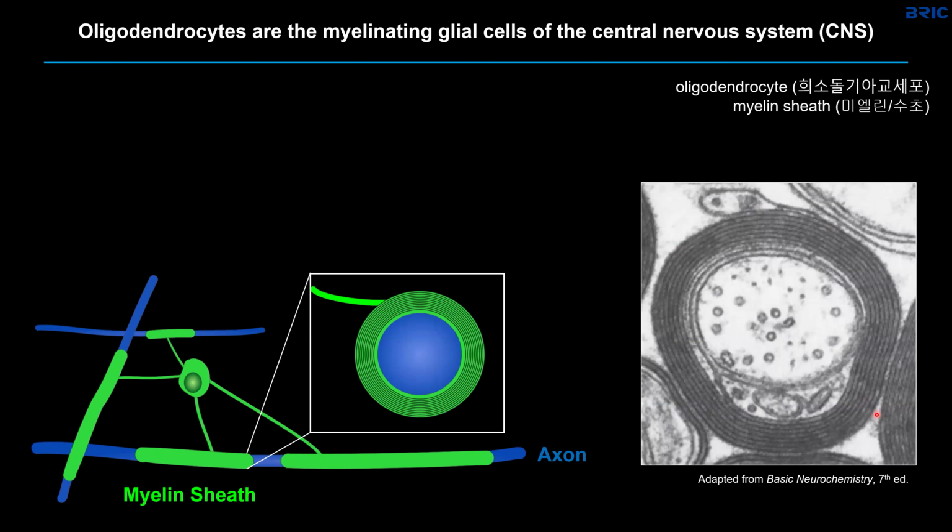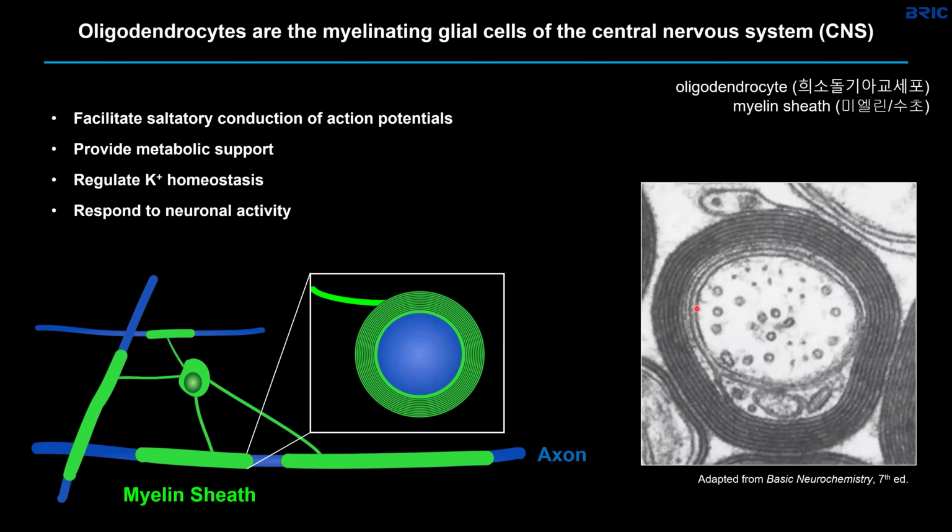And these myelin sheaths are most famously known to facilitate saltatory conduction along neuronal axons. However, more recently, it's also been shown that through myelin sheaths, oligodendrocytes can provide metabolic support and regulate potassium homeostasis. And interestingly, oligodendrocytes can somehow respond to neuronal activity and dynamically modulate different features of myelination to facilitate learning and memory.